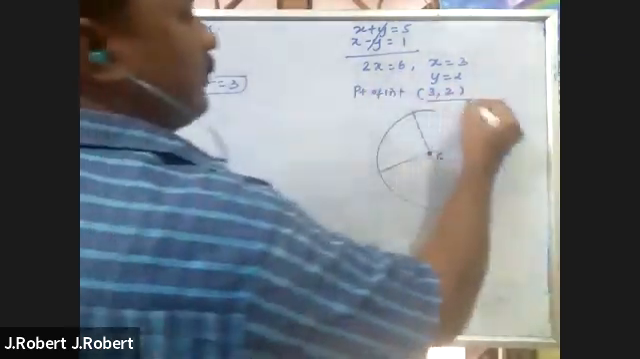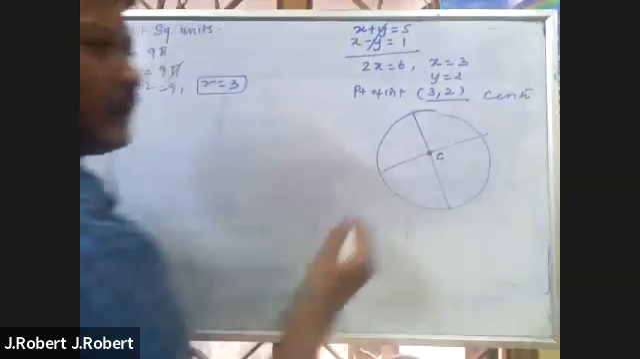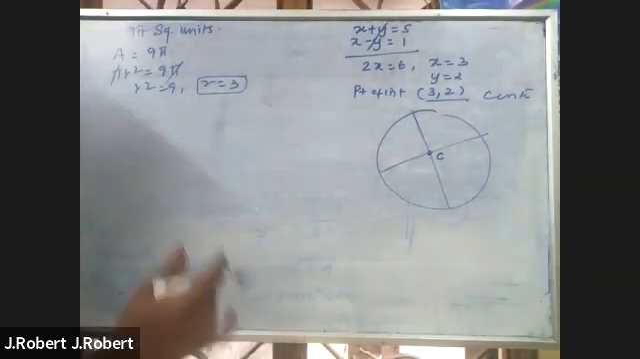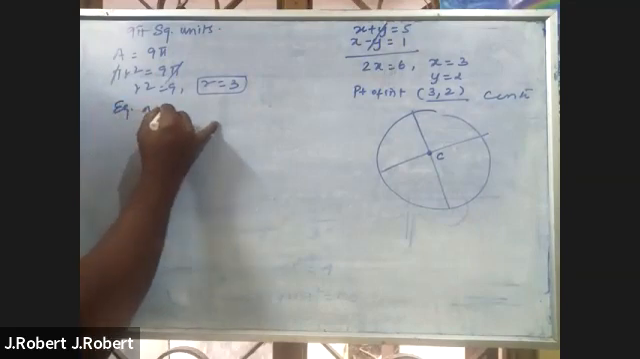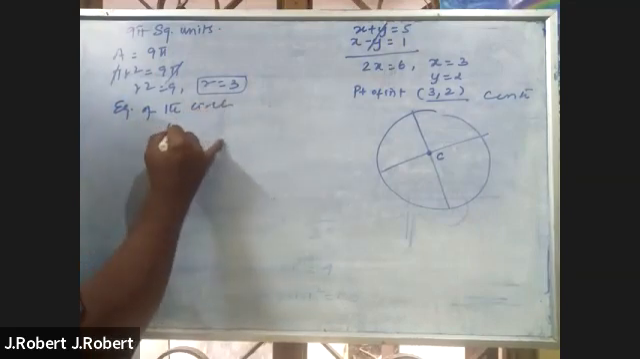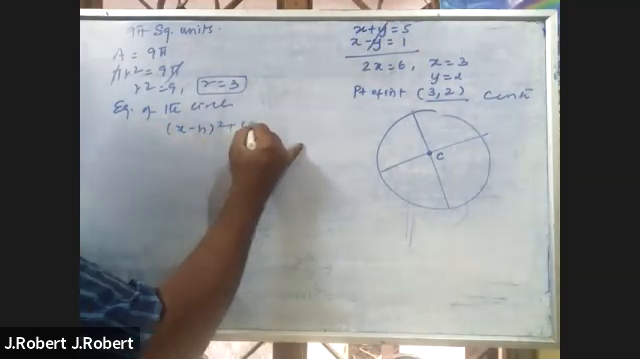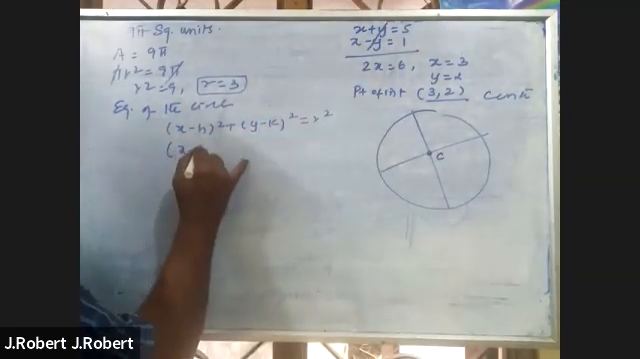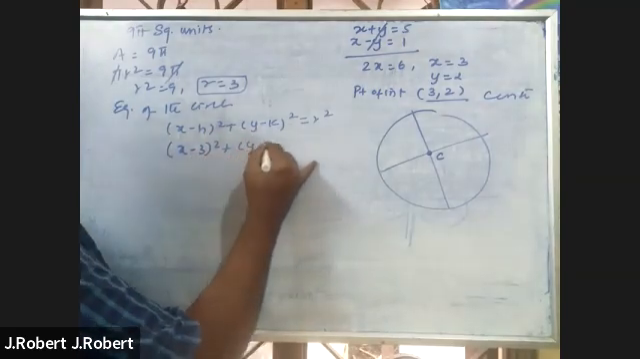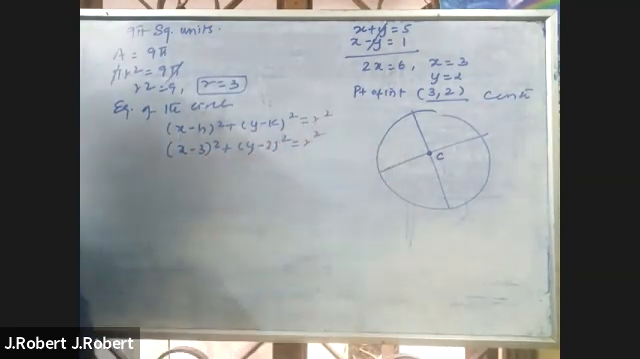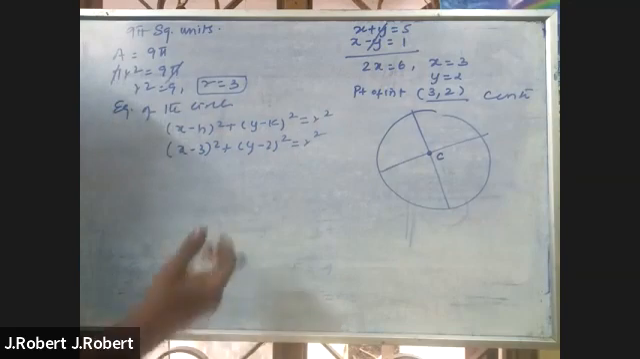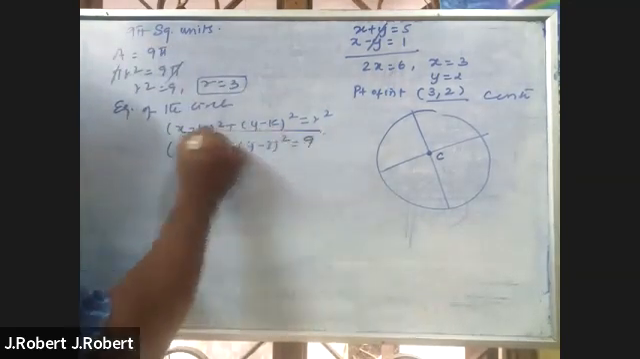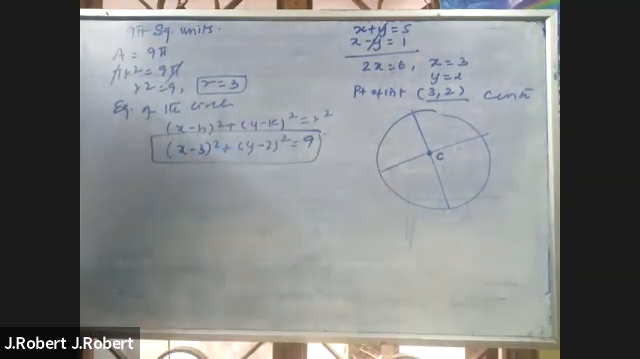So this point of intersection is nothing but the center. As I already said, if the center is given as (h, k) and the radius is r, the equation of the circle is (x minus h) the whole square plus (y minus k) the whole square equals r square. Therefore, (x minus 3) the whole square plus (y minus 2) the whole square equals r square, which is 9. Therefore, this is the required equation of the circle.